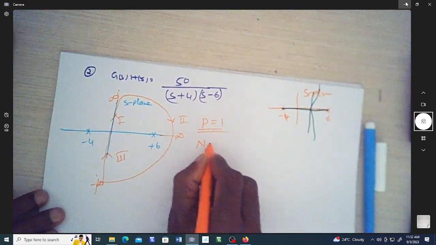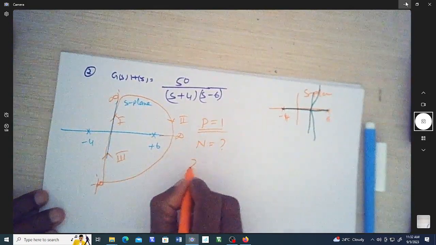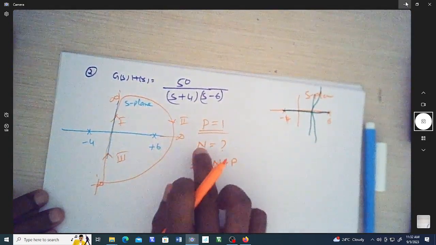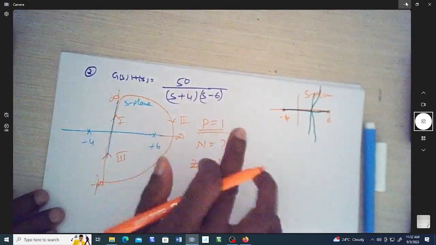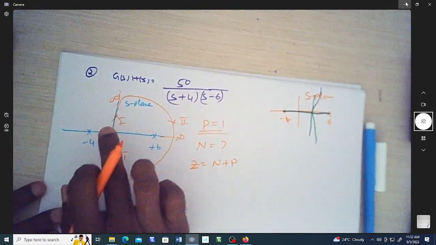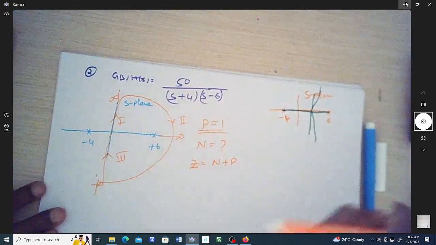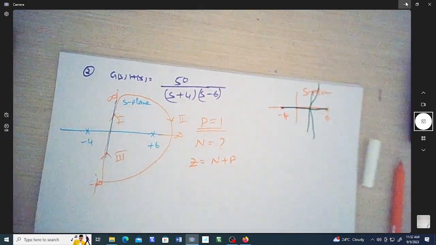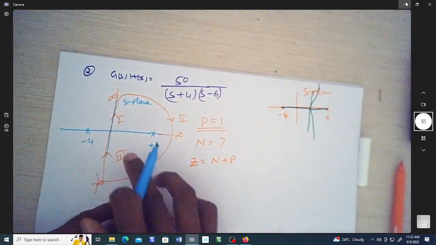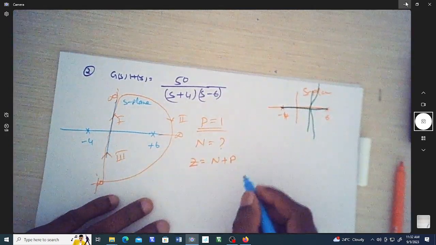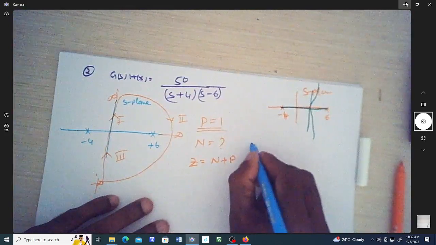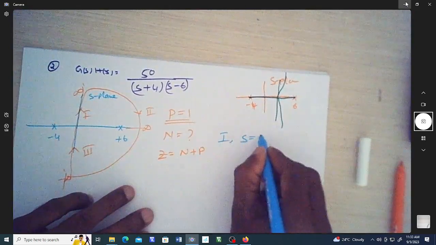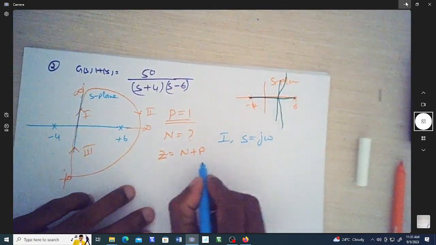We need to find the value of N so that we can estimate the value of Z, which is N plus P. To know the value of N, we need to map each and every segment of this Nyquist contour onto the GH plane and look at the -1 plus j0, whether it is encircled by the contour in the GH plane or not. So for that, mapping the first segment, we replace S by j omega. Let me do the same thing.